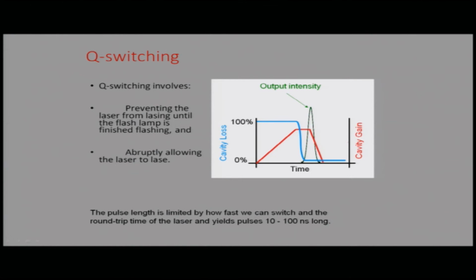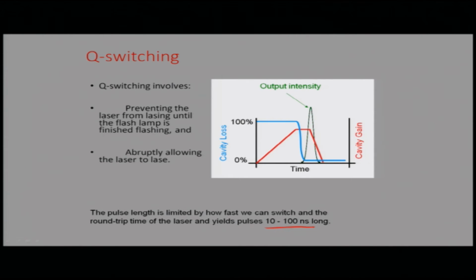There is another approach which is known as Q switching. Q is typically known as the quality factor, and so this is what is done in case of lasers like this. Q switching involves preventing the laser from lasing until the flash lamp has finished flashing and abruptly allowing the laser to lase. The pulse length in this case is limited by how fast we can switch and the round trip time of the laser, and yields pulses of 10 to 100 nanoseconds long.